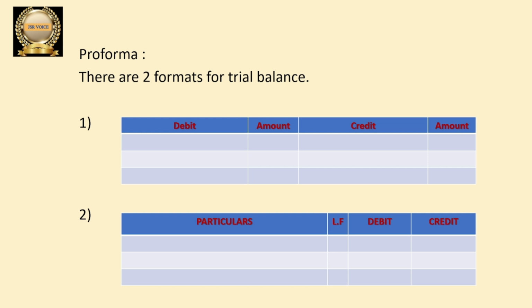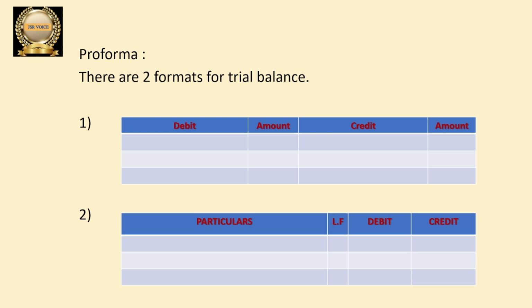Let us see the second format. The second format is particulars, LF, debit, credit. Under particulars, whether it is a debit item or a credit item, we should record it under the particulars column only. The LF column is always empty. LF means ledger folio. If the item recorded under particulars is going to be debited, then we should record the amount under debit. And if the item is going to be credited, record the item under the particulars column only, but the amount should be recorded under credit.